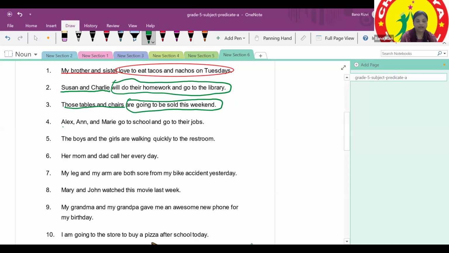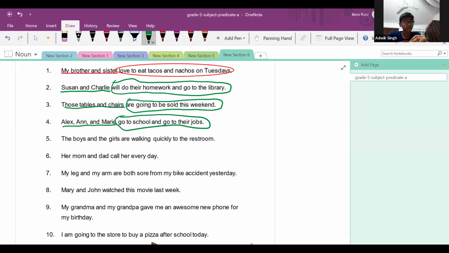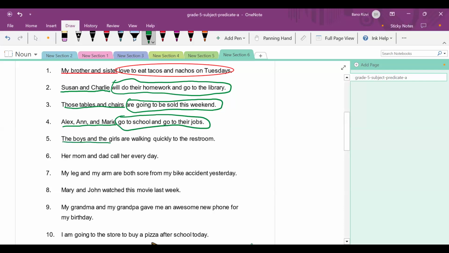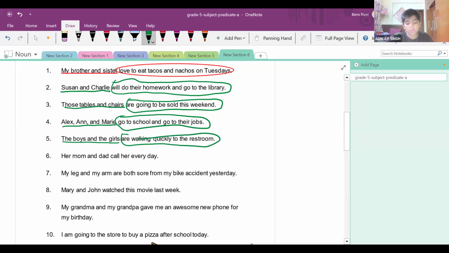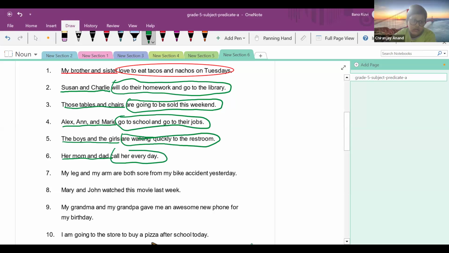Alex and Mary. Okay. And then go to school and the jobs, predicate. The boys and the girls are going quickly to the restroom. Her mom and dad. Call her mom and dad every day.